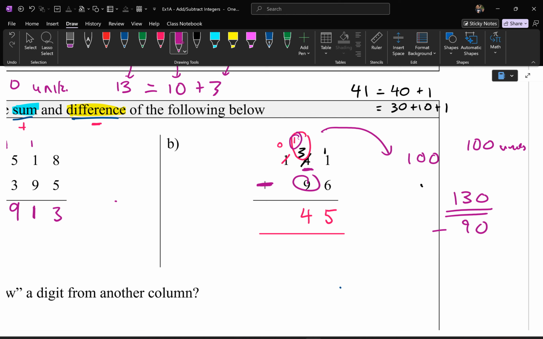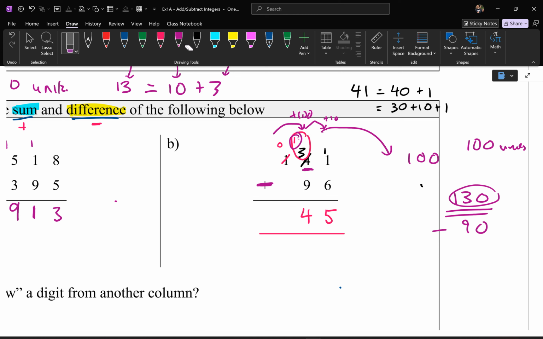Because you're moving the 100th column, you're moving the 10s, it becomes an extra 100. That's why. So here, if you move the hundreds over, you add an extra 100. If you move this one over, you add an extra 10. That's what you're actually doing. That's why it's possible to do 130, take away this 9. It's not 9, it's 90. The 9 in the 10s column represents 90. That's why we say 130, take away 90.